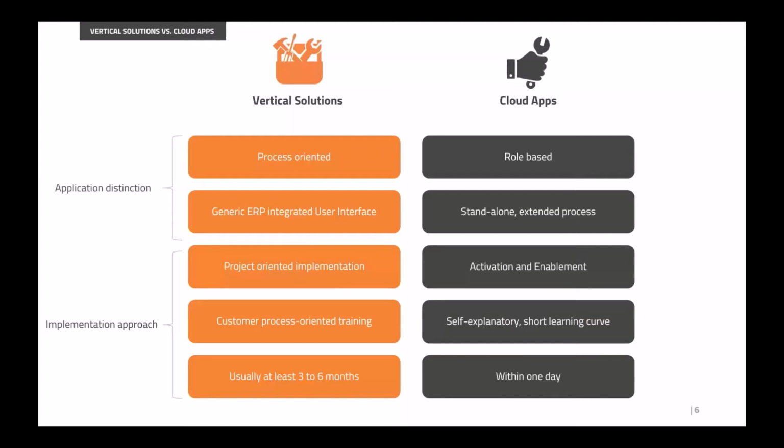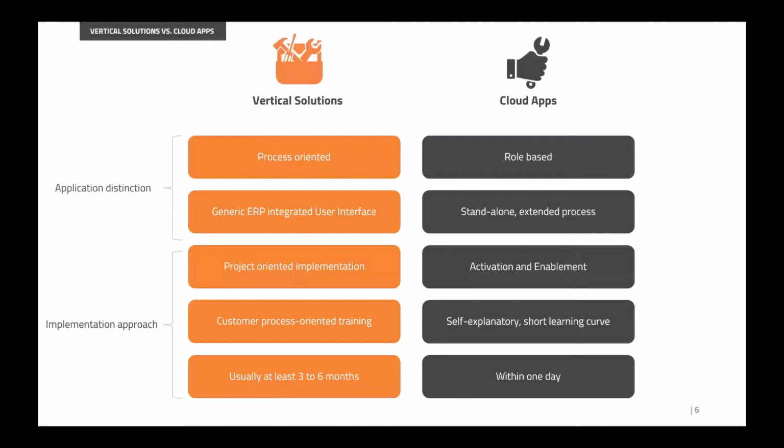From the implementation approach, in the case of the vertical solutions, we have a more project-oriented implementation. That means we talk with the customer about requirements. We have a blueprint. We have an implementation timeline. We have a guideline, and at the end, after the implementation, we normally have a more customer process-oriented training.